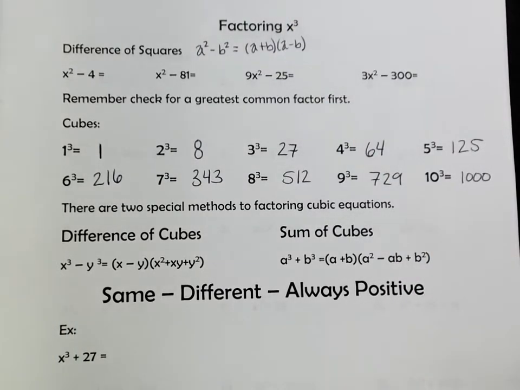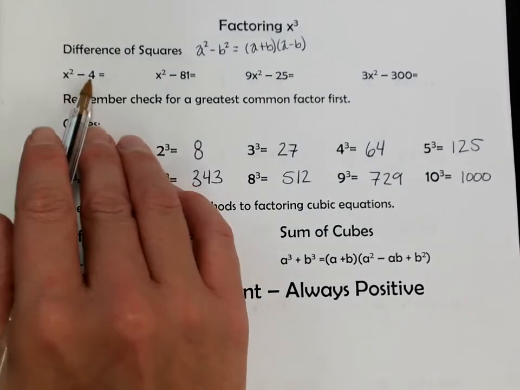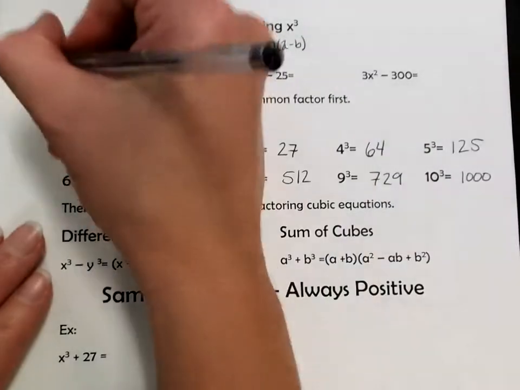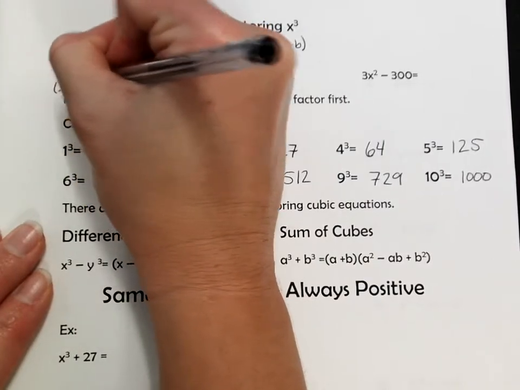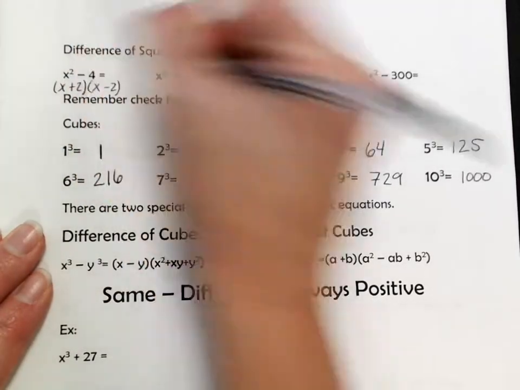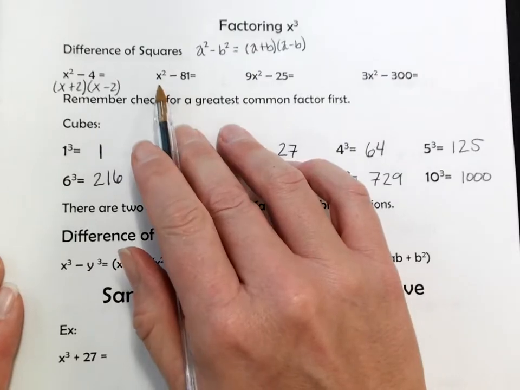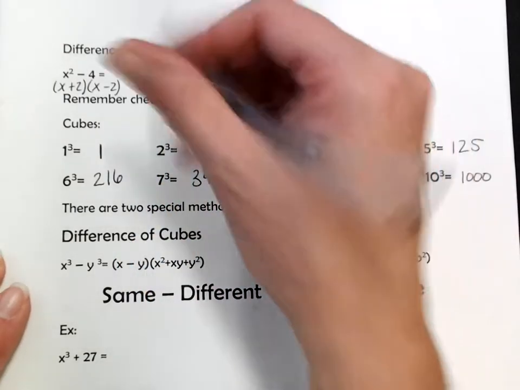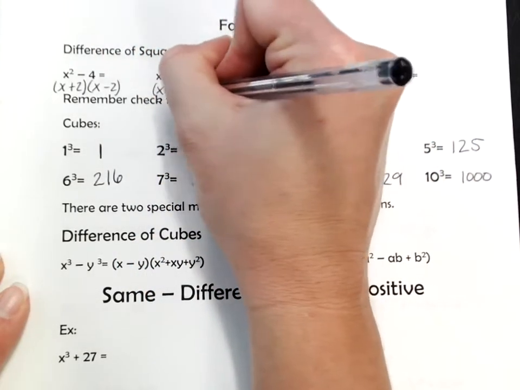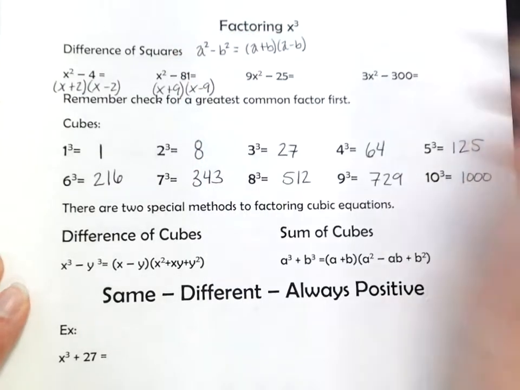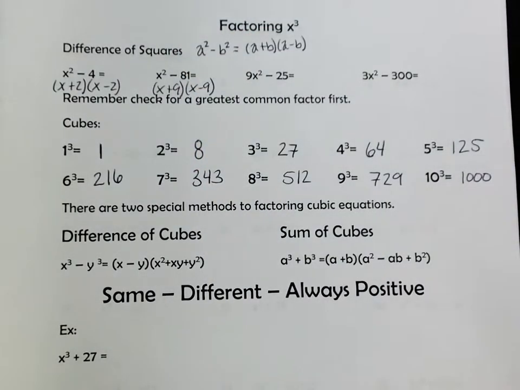So all of these are examples of difference of squares. X squared minus 4, well, that's x squared minus 2 squared. So this factors to be x plus 2 and x minus 2. Same thing here. This is x squared and 9 squared. So x plus 9, x minus 9. Remember, the order of your signs technically doesn't matter. I personally like to put the plus one first.